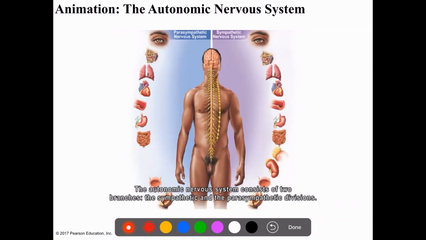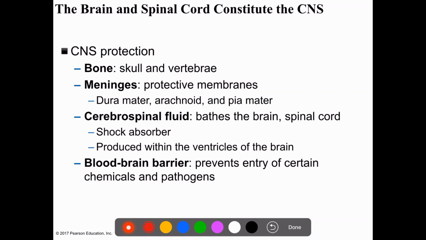This is a video also about the autonomic nervous system. Okay, I will stop here and I will start a new video where we are going to talk about the brain and spinal cord, mainly their protection and other features of them.